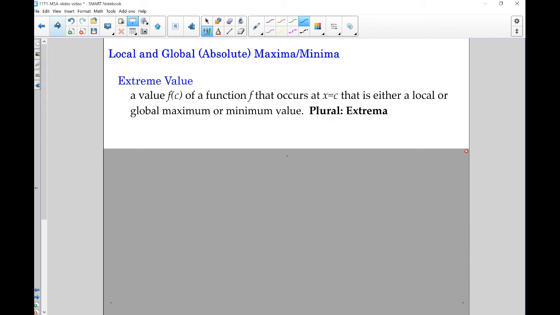Now, in discussing the relationship of extreme values and critical values, we would say that the function value f of c, again, that's just a y value, is an extreme value if it is either a local or global min or max. So local and global mins and maxes as one chunk, we call those extreme values, or we typically say extrema if it's in a plural sense.